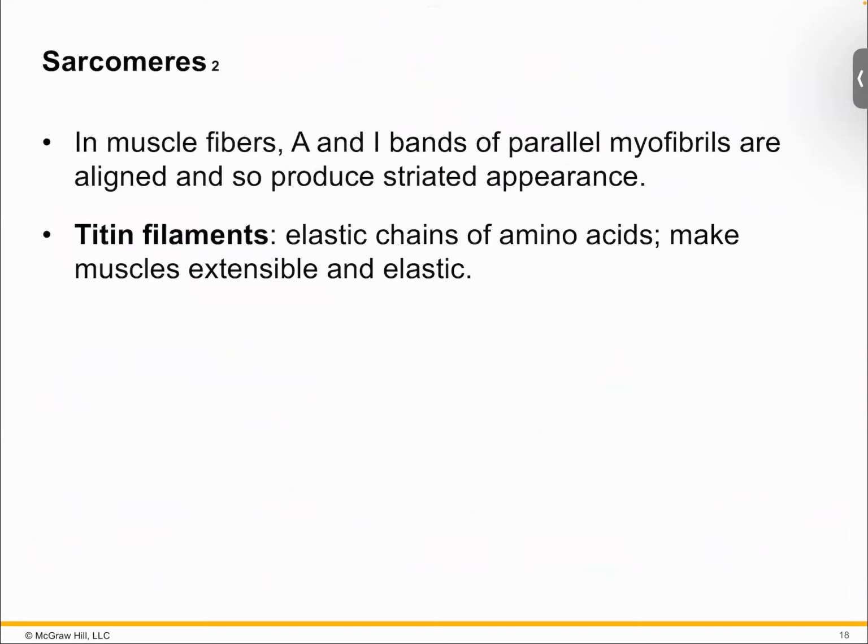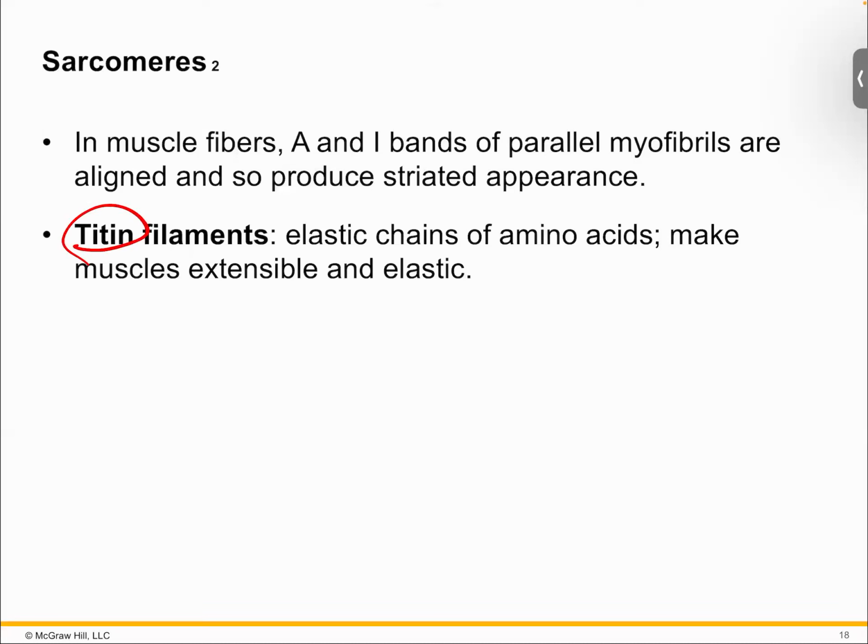There's a couple of other things, however, when you see this. Your I bands and your A bands are where you have your myofibrils aligned next to each other in this alternating dark, light staining area. That's what gives you the striations, that light, dark, light, dark you see in skeletal muscle. It's the alternation between the darkly staining A bands and the lightly staining I bands. There's also another protein filament called titin.